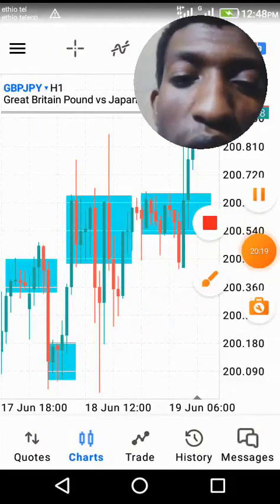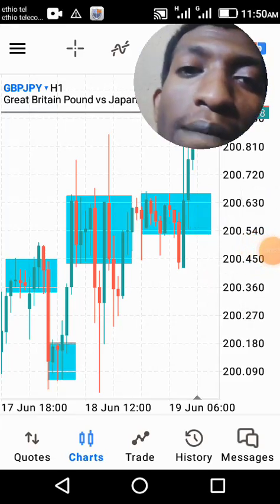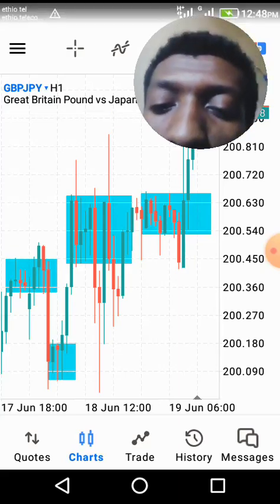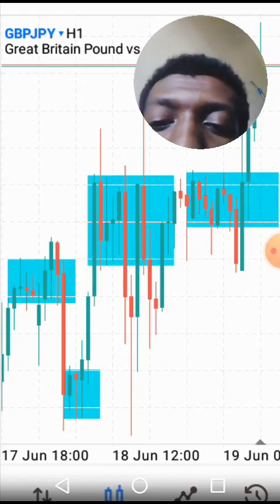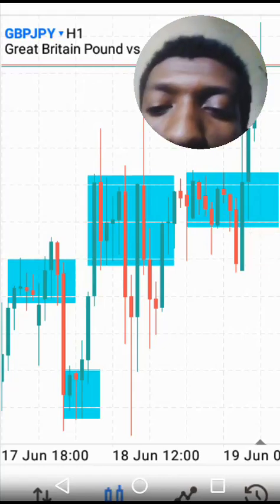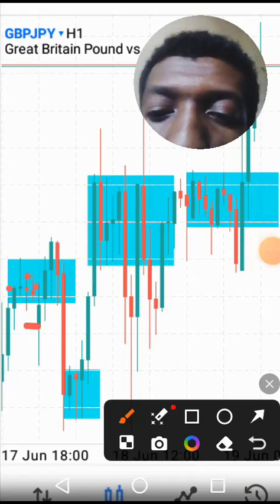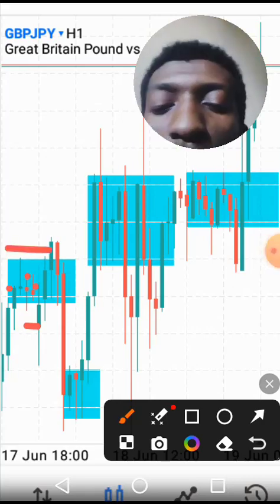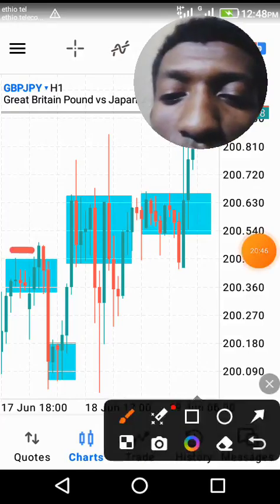Then we have GJ here, GJPY. Okay, we have GJ here. So as you can see here, what do you see? The black box right here. You broke, that is a sell. This stop loss is a little too much, sorry.